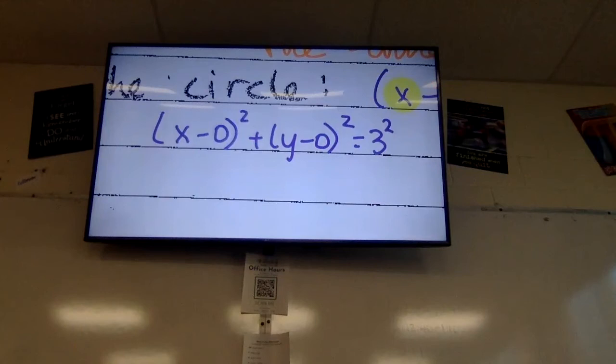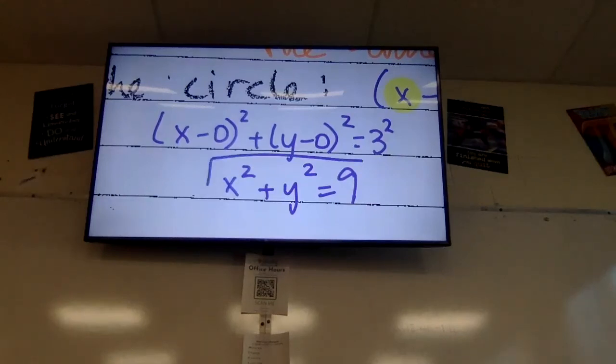Now, we know x minus 0 is just x, correct? So we can simplify that to be x squared. Similarly, y minus 0 squared is just going to be y squared. And then 3 squared is 9. You don't need this first step, but I like to show it to you, especially as we're reminding ourselves or as we're learning it the first time. So my equation of the circle is x squared plus y squared equals 9. Cool. It's not that hard.